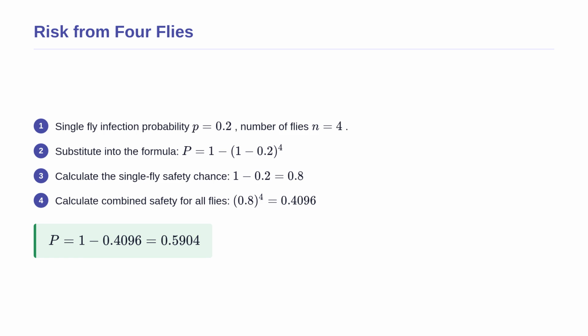First, we calculate 1 minus 0.2, which gives 0.8. This is the 80% chance a single fly does not infect you. Next, we raise 0.8 to the fourth power, giving 0.4096. Finally, subtracting this from 1 gives a final probability of 0.5904. This means you have a 59% chance of getting sick, showing how quickly the danger escalates.